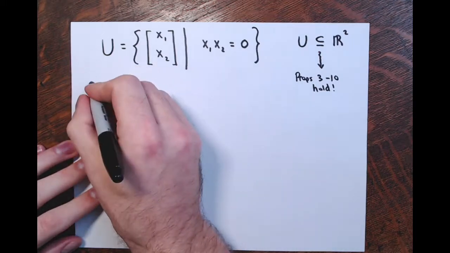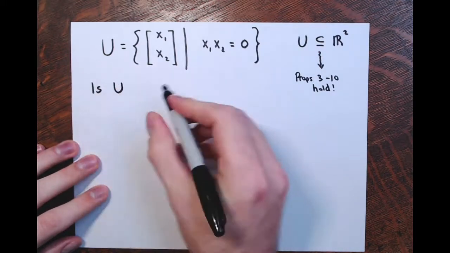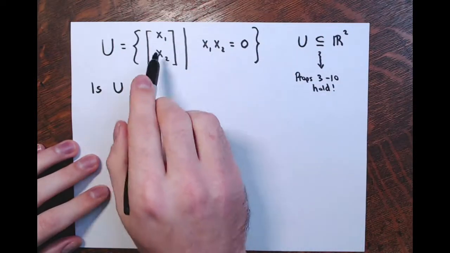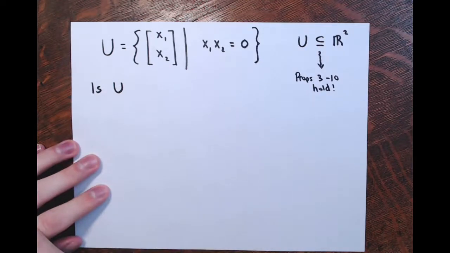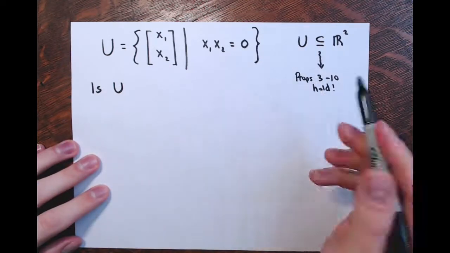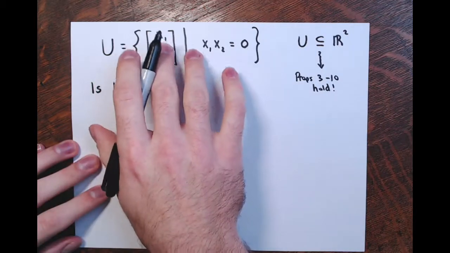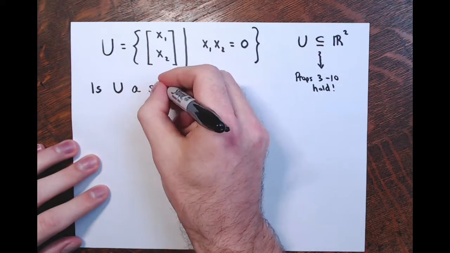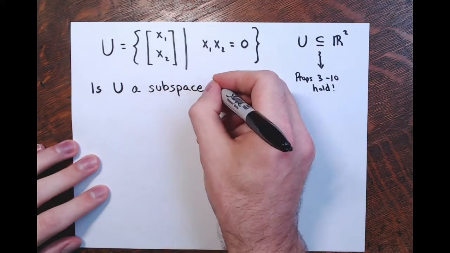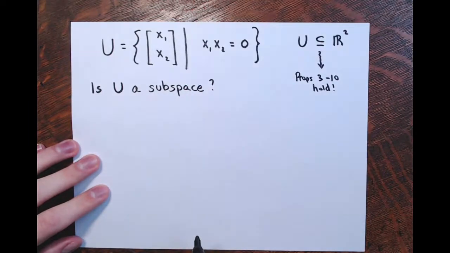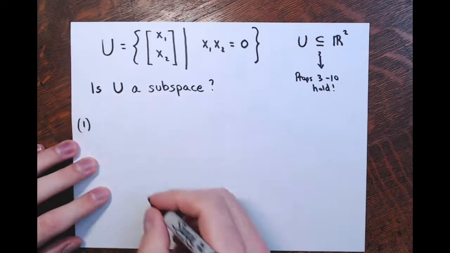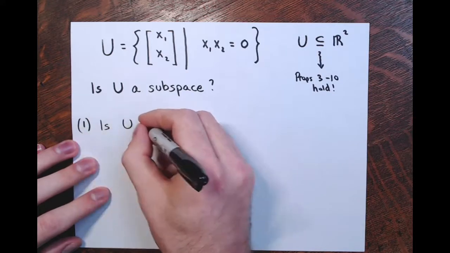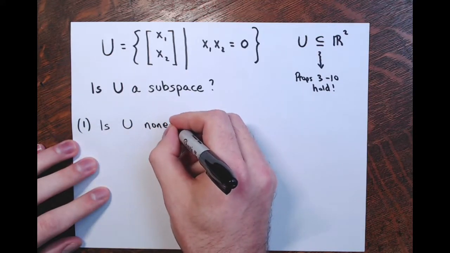The question again is, U is a subset of R2. It's got vectors with two components in it, great, but is this set also a vector space? Properties 3 through 10 will hold, sure, but will all 10 properties hold for these vectors? So is U a subspace? Is it also a vector space? Do all 10 of those properties hold? The first thing I need to check is, is U non-empty? Does it have any vectors in it?